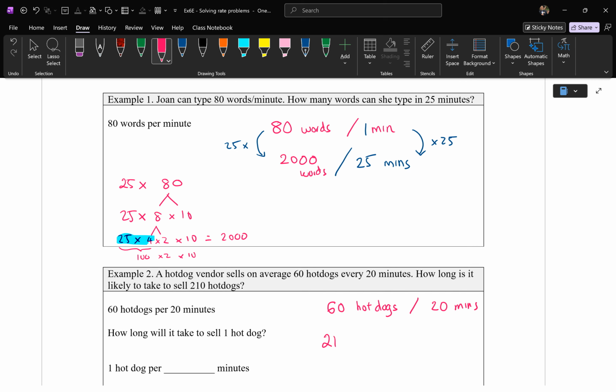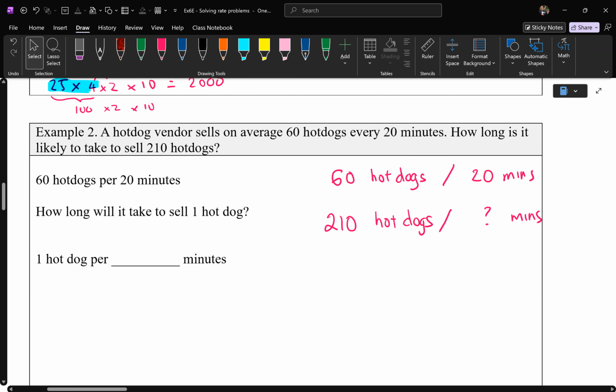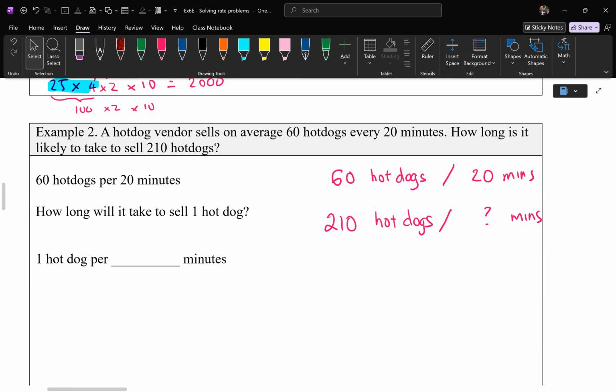So if I want 210 hot dogs, the question is, how many minutes? Or how long will this take? Okay, well, let's try to work this out. So 20 minutes. If I double it to 40, 20 to go to 40 just means you double it. But that means if you double the hot dogs, the rate would be 120. It's not 210. So there's a problem here.